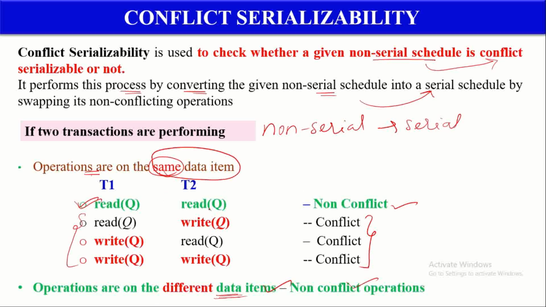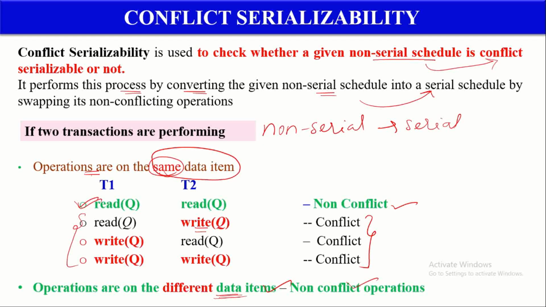Okay, so what are conflict and what are non-conflict, students? When operations are done by more than one transaction on different data items, those are non-conflict. And if multiple transactions are doing read operations on the same data item, they are also non-conflict. But when multiple transactions are doing operations on the same data item and at least one of the operations is a write operation, then that is known as conflict with the other operations.